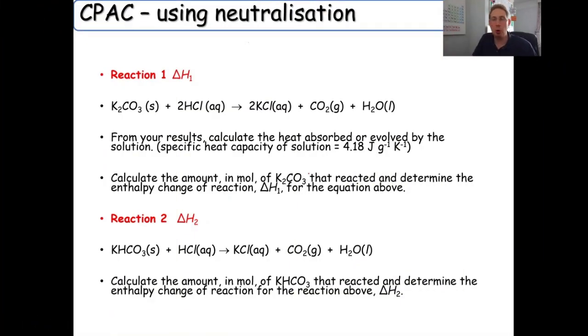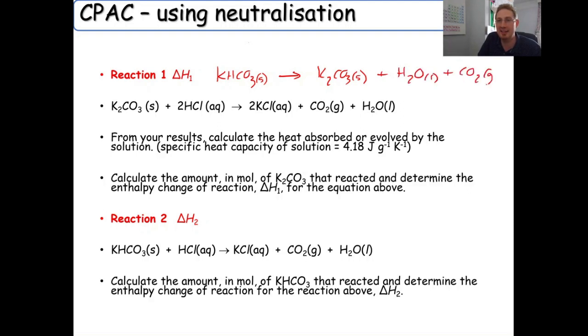Okay, so almost finally, let's have a look at your CPAC, and that was to investigate this particular reaction. That was the thermal decomposition of KHCO3 solid being heated to give you K2CO3 solid, potassium carbonate, plus water, liquid, plus CO2 gas. Yes, I know when you thermally decompose it, it actually gives you steam, but we always need to talk about elements in their standard states. So clearly 2 of these give you 1 of those, 1 H2O and 1 CO2.